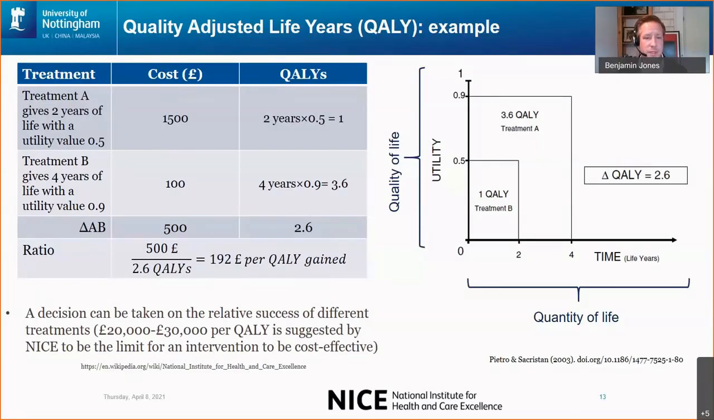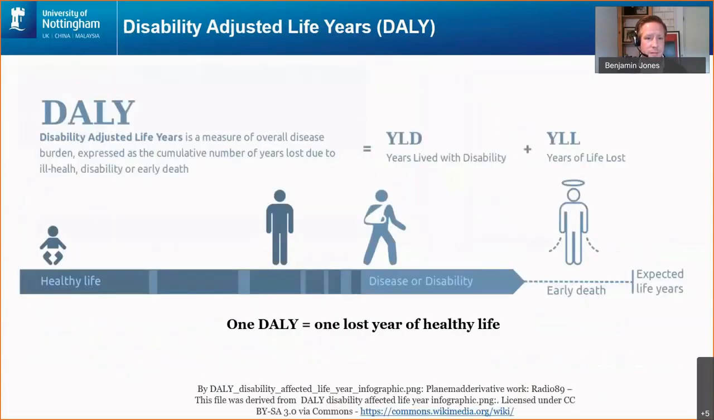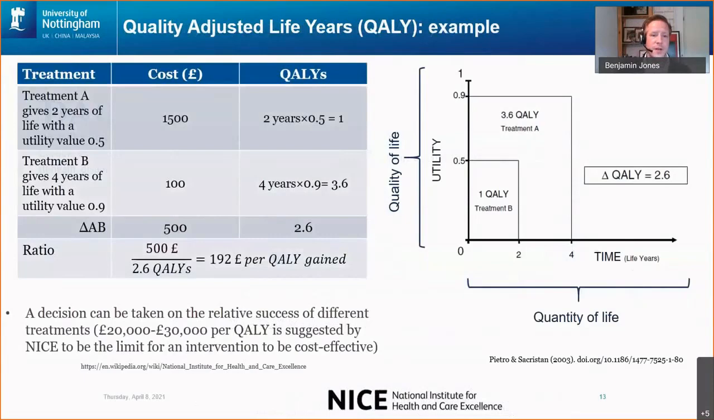So the difference between the two is a cost difference. So that should be £1,000 is £500, and the difference between the QALY values is 2.6.